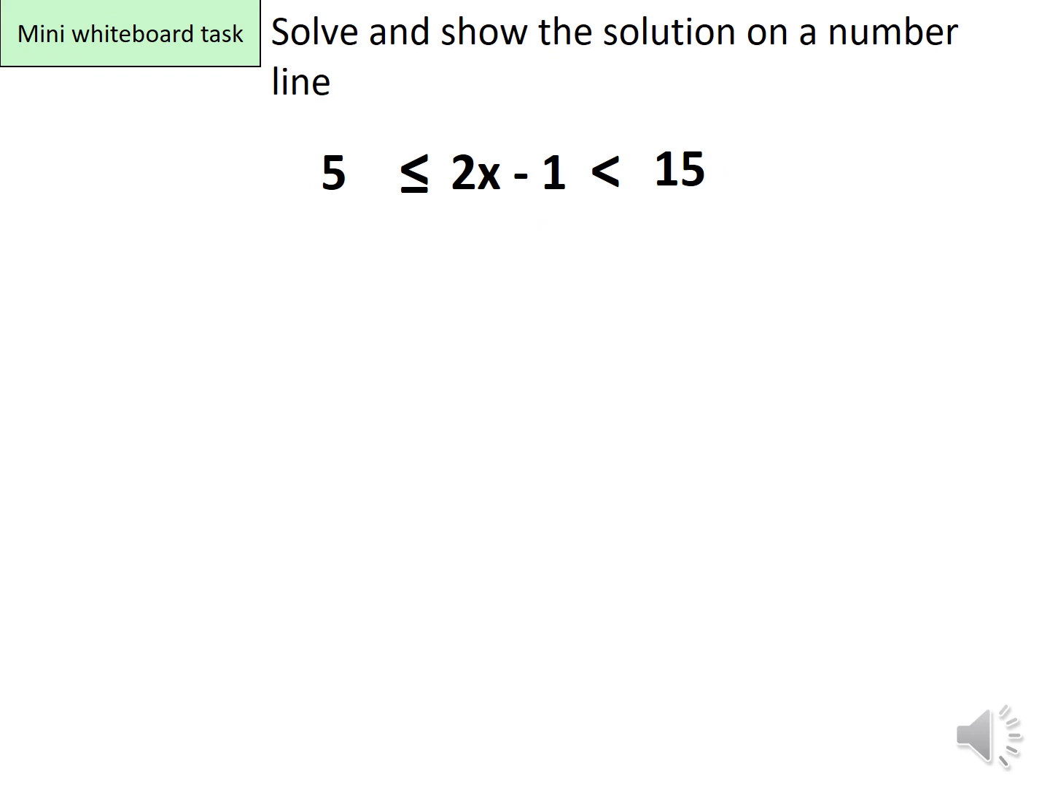Can you please have a go at this mini whiteboard task on a piece of paper or a mini whiteboard and solve this two-step inequality. Once you're finished, please come back and I'll show you the answer.